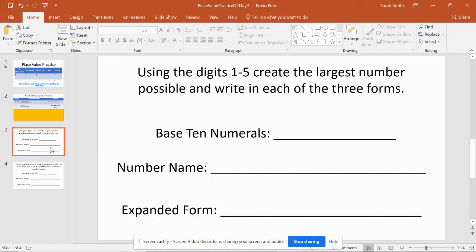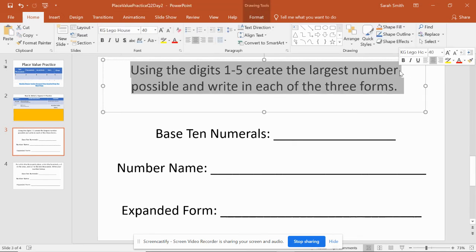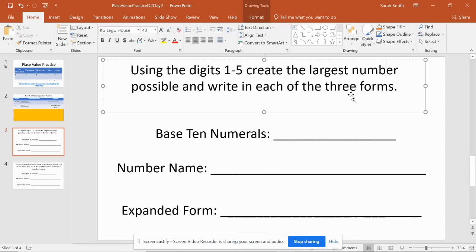All right, I'm going to skip over to this last slide here. When you're creating a number, you got to make sure you're paying attention to what it's asking you to do. So, for example, here it says, using the digits 1 through 5, create the largest number. So we want the biggest number possible and write each of the 3 forms. And then the other big rule is that you cannot ever use the same digits more than once.